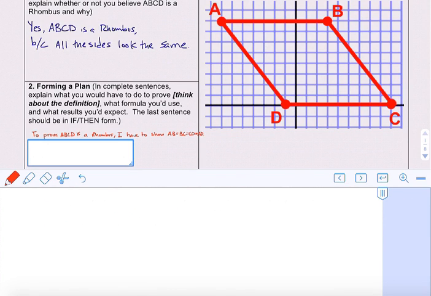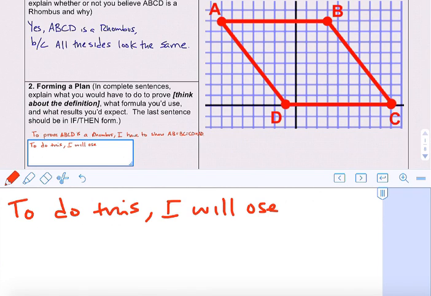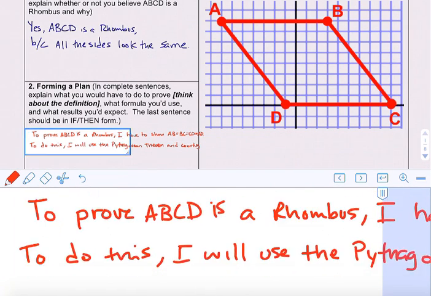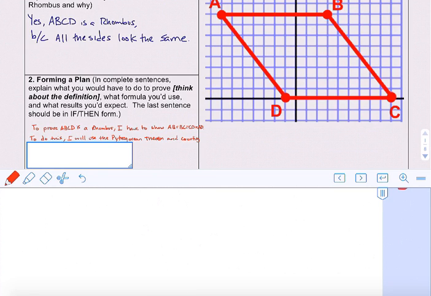And so let's start with a new sentence. To do this, I will use, in this case, the Pythagorean theorem. We're also going to use a little bit of counting. Okay, so I lied there. I think I said two sentences. I think three sentences would probably be good here. The last sentence should always be an if-then statement.